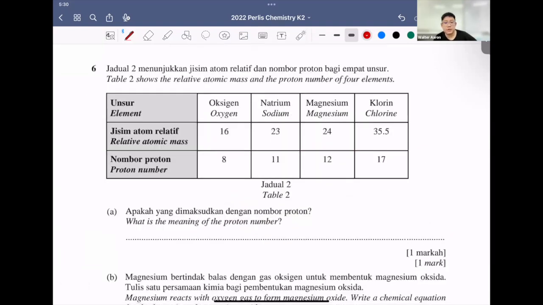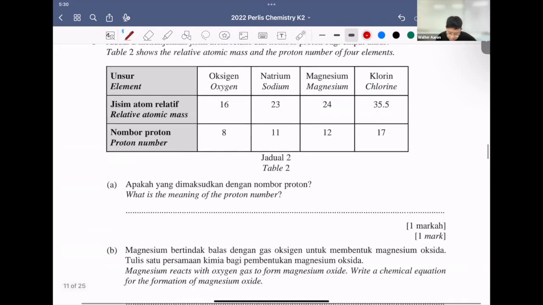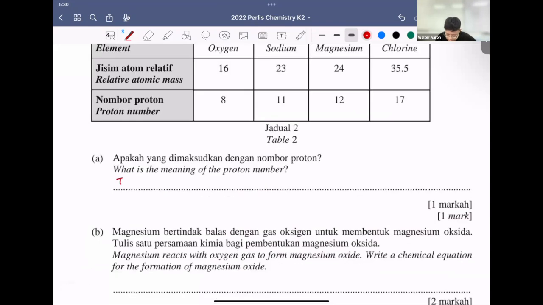Table 2 shows the relative atomic mass and proton number of 4 elements: 16, 23, 24, 35.5 for oxygen, sodium, magnesium, and chlorine respectively, and proton numbers 8, 11, 12, and 17. What is the meaning of proton number? It is the total number of protons in the nucleus of an atom. So you get 1 mark.